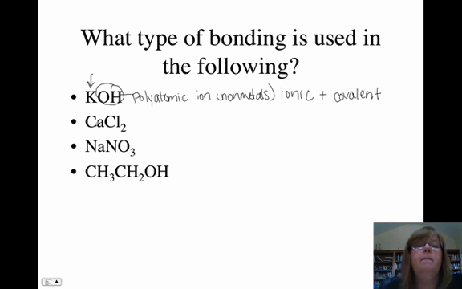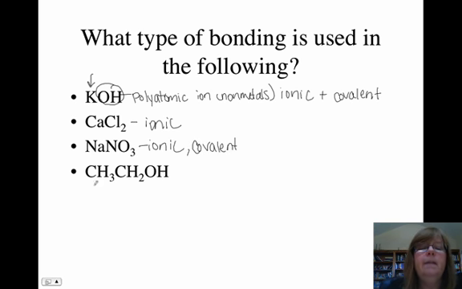Calcium chloride, metal, nonmetal, so it's ionic. Sodium nitrate. Sodium is a metal, so metal, nonmetal, we have ionic bonding, but again we've got that polyatomic ion nitrate. The bonds between the N and the O are covalent bonding. So we have ionic and covalent bonds.